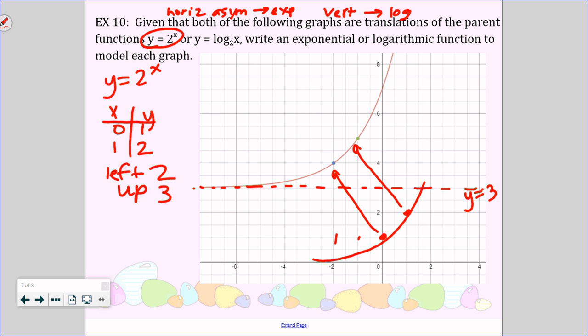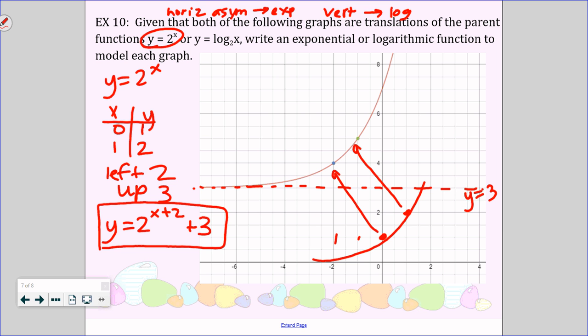So in my function that I'm going to write, I am going to have y equals 2 to the x, and this is where I do the left 2. Remember, it's always opposite. It's x minus h. So h would be a negative 2, which gives me x plus 2. And then it goes up 3, so I'm going to have a plus 3 on the outside here. So this is my function that corresponds to the graph that was given. Okay, so you're always going to plug in 0 and 1, and that's going to correspond with the points that are given on the graph.